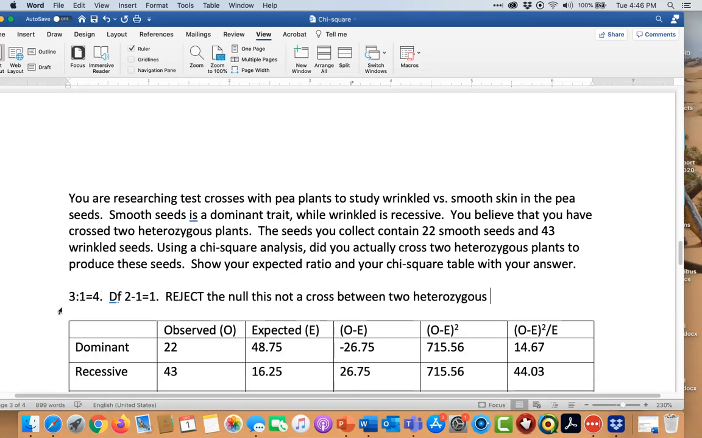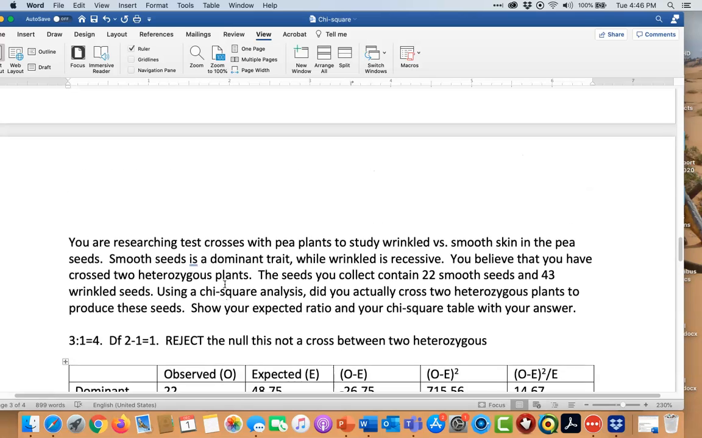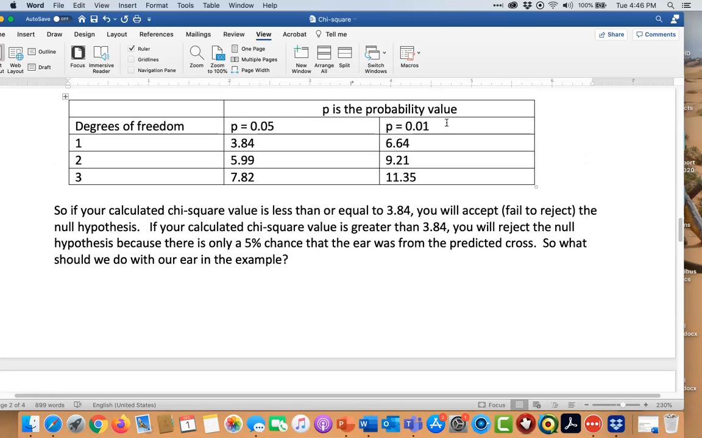Because this says, you know, this ratio would be, yes, it is, but our chi-square, by being very, very large, says no, this is not, something else is going on. And because it's greater than, we are going to reject the null because there is very, very little chance that those seeds were from, in this case, the predicted cross.